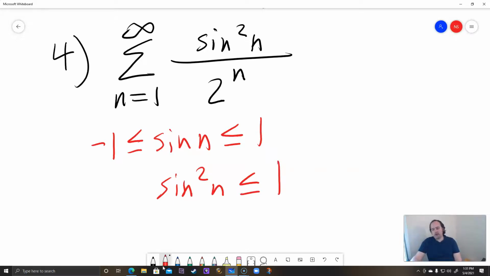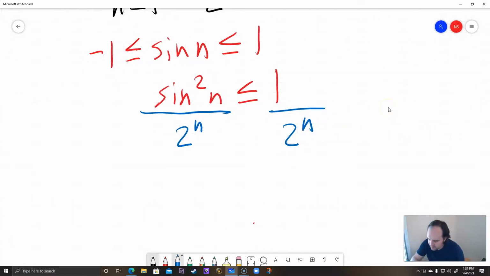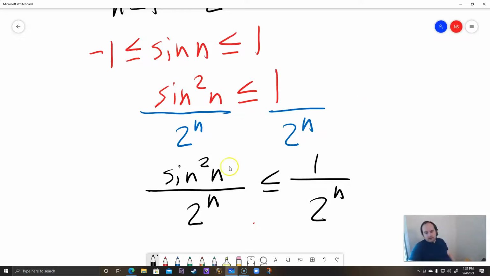If we divide both sides by 2 to the n, we get this same expression here. That'll be our a_n, and it'll be less than or equal to our b_n. That brings us to a format where we can use the direct comparison. So we have sine squared of n over 2 to the n is less than or equal to 1 over 2 to the n. And this right here is a setup for us to do direct comparison.